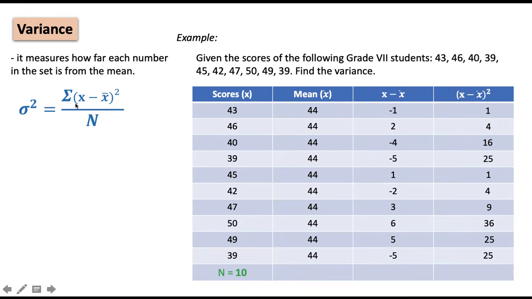Then, find their sum because we need the summation of the fourth column. If we add them all, that is 146. And we are now ready to use the formula in finding the variance after preparing the table. So we'll just simply divide them, 146 divided by N, which is 10, and that is 14.6. And this will be our variance. By the way, this symbol right here, sigma, is another Greek letter, and it is read as sigma.